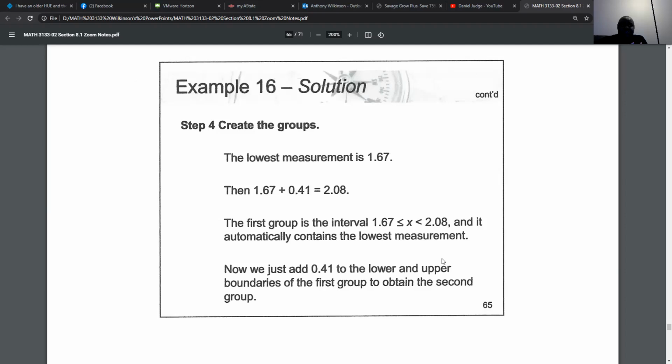All right, now we're going to create our groups. The lowest measurement is 1.67. So if I add 0.41 to 1.67, I get 2.08. That means the first group has the interval 1.67 less than or equal to x, and less than 2.08. It automatically contains the lowest measurement, but it will not contain 2.08. And then we just add 0.41 to the lower and upper boundaries of the first to obtain the second.